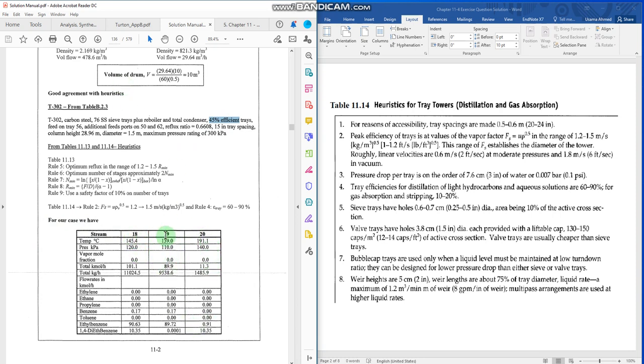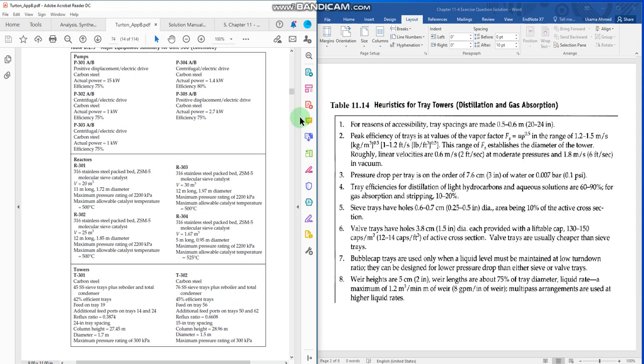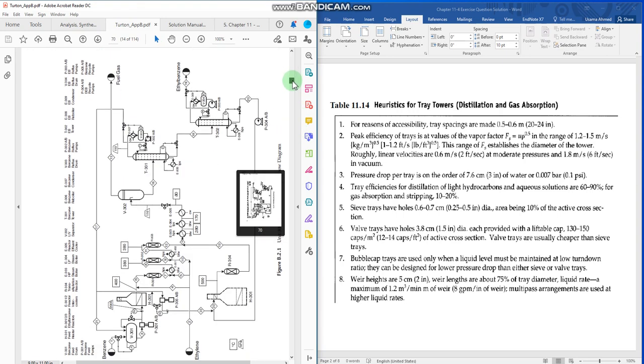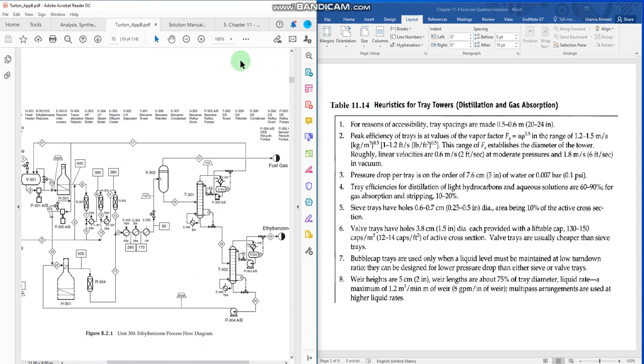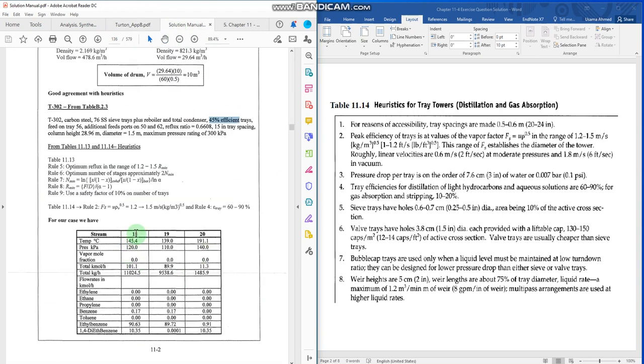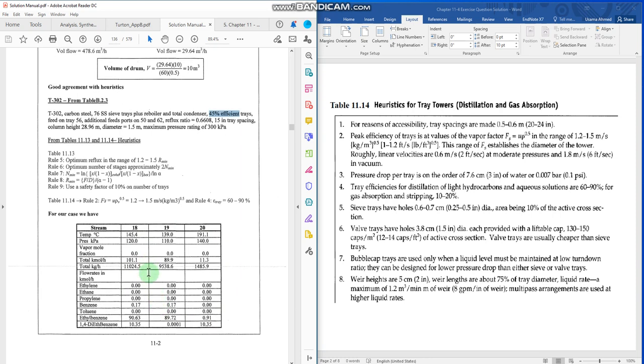Stream number 18, 19, and 20. Okay, for this flow sheet, we are provided with the information on the stream number 18, 19, and 20. So we are talking about this column. So the information on 18, 19, and 20 is provided to us here. Okay, so we will use this table for our further calculations.